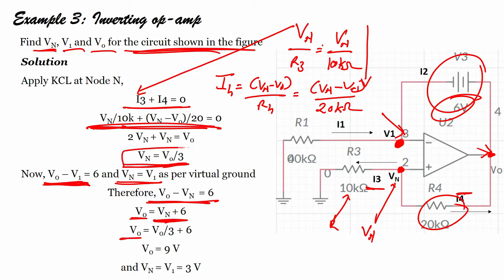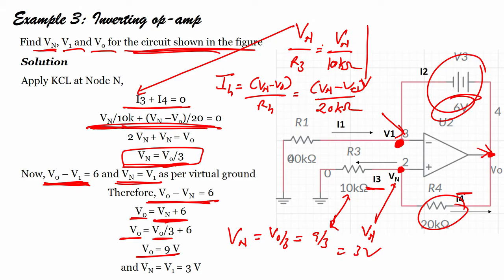Vn is Vo by 3, so I will put Vo by 3 plus 6. So, Vo would be nothing but 9 volts. Now, I know that Vn equals V1 equals 3 volts. How? Because Vn equals Vo by 3 equals 9 by 3 equals 3 volts.